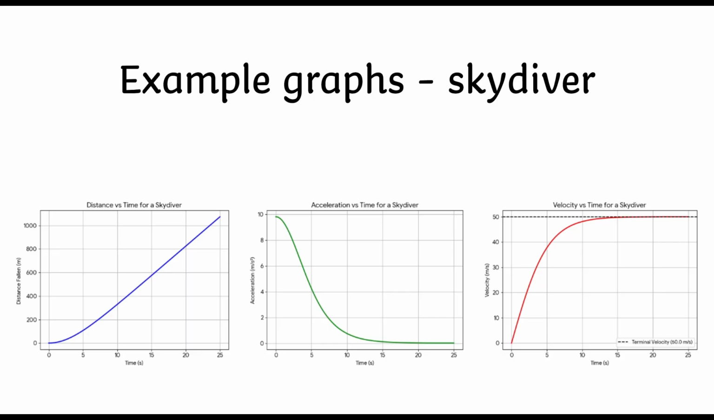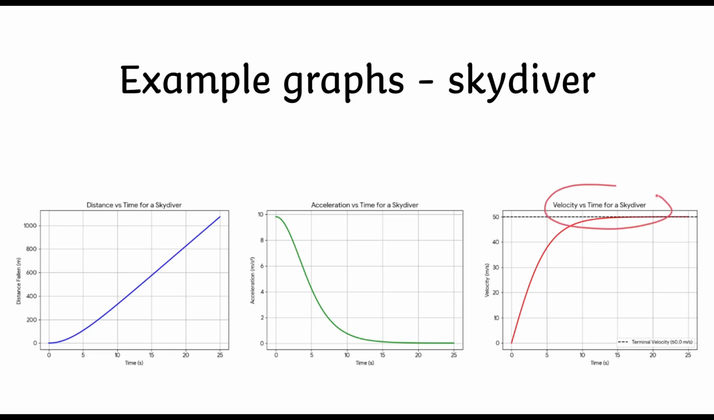So here are some graphs of a skydiver. In the first graph, we'll be looking at distance and time. So this graph shows the skydiver's distance fallen over time. And notice at time 0, the gradient is completely flat. It's like if you draw a tangent, it'll be completely flat. And that's because the initial velocity is 0. As the skydiver accelerates, the curve bends upwards because the velocity, which is the gradient of the graph, is increasing. So eventually, once terminal velocity is reached, the velocity becomes constant. Therefore, the curve turns into a linear line with a constant gradient.